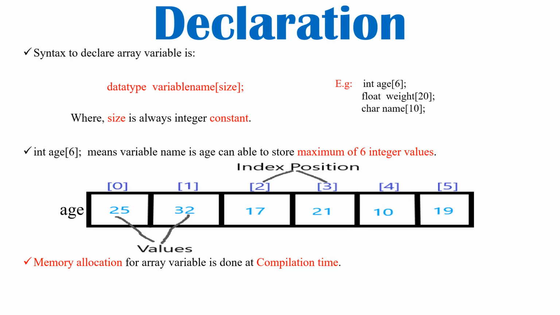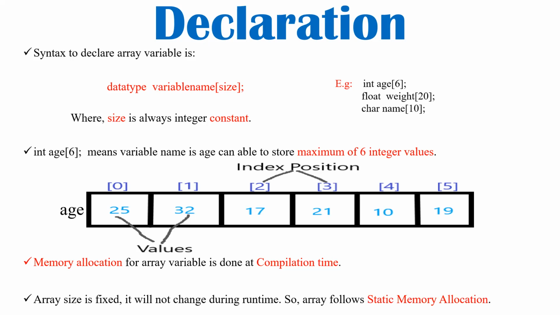So that memory allocation will be done at compilation time. Whether we are storing 6 elements or not, it will allocate the 24 bytes. So the array size is fixed, we cannot change it. That's why it's called static memory allocation.